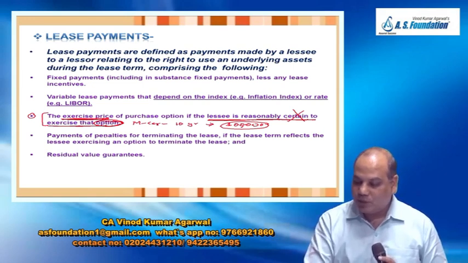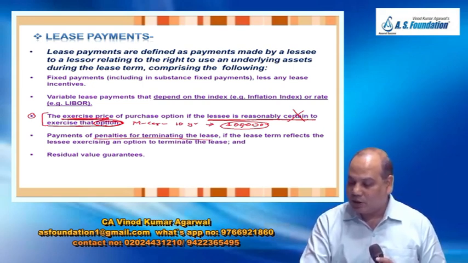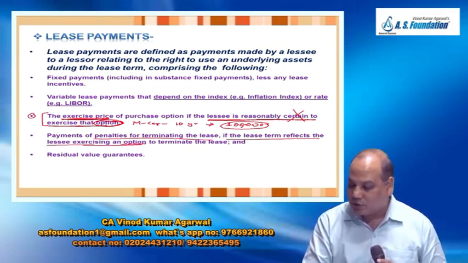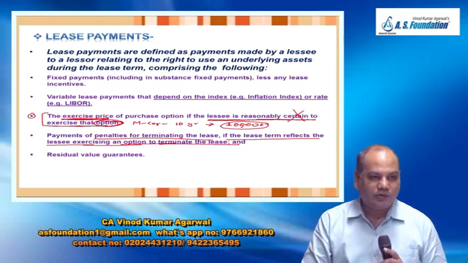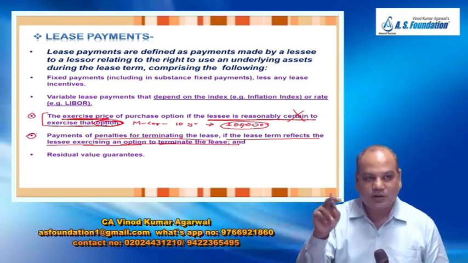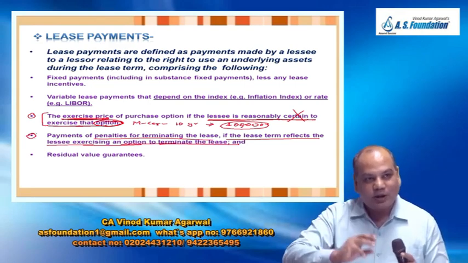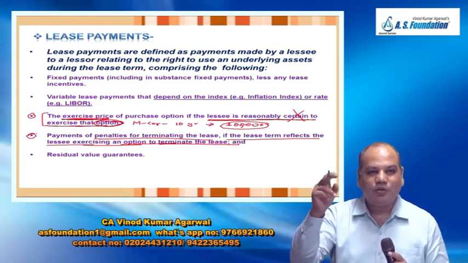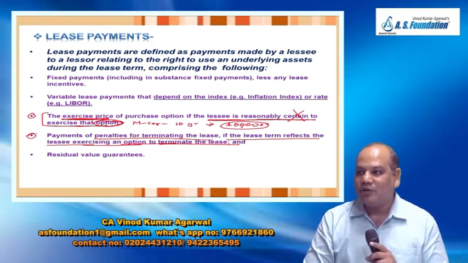The next is the payment of penalty for terminating the lease, if the lease term reflects the lessee exercising an option to terminate the lease. So suppose you have an option to terminate the lease, and while determining the lease term, you may terminate the lease. Then you will take the penalty payment for the termination option, otherwise not.